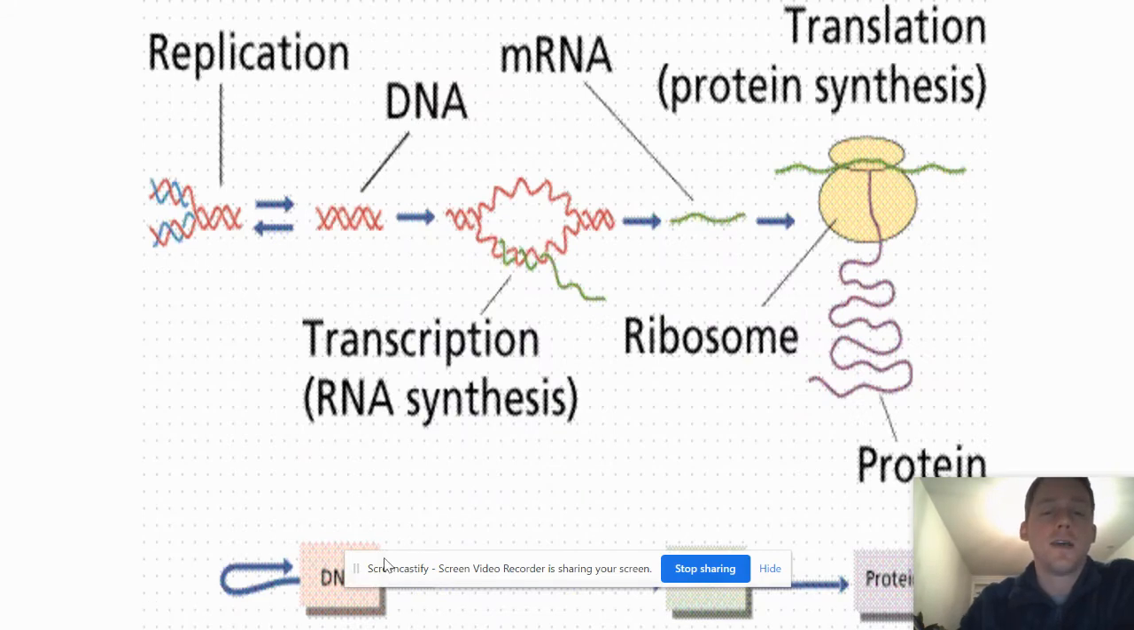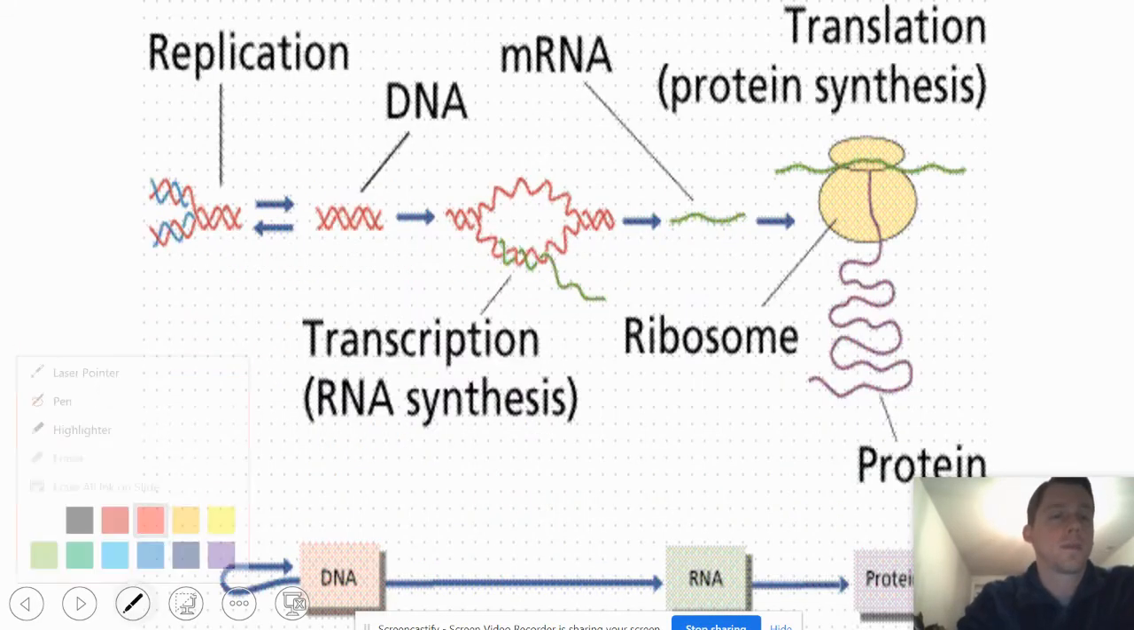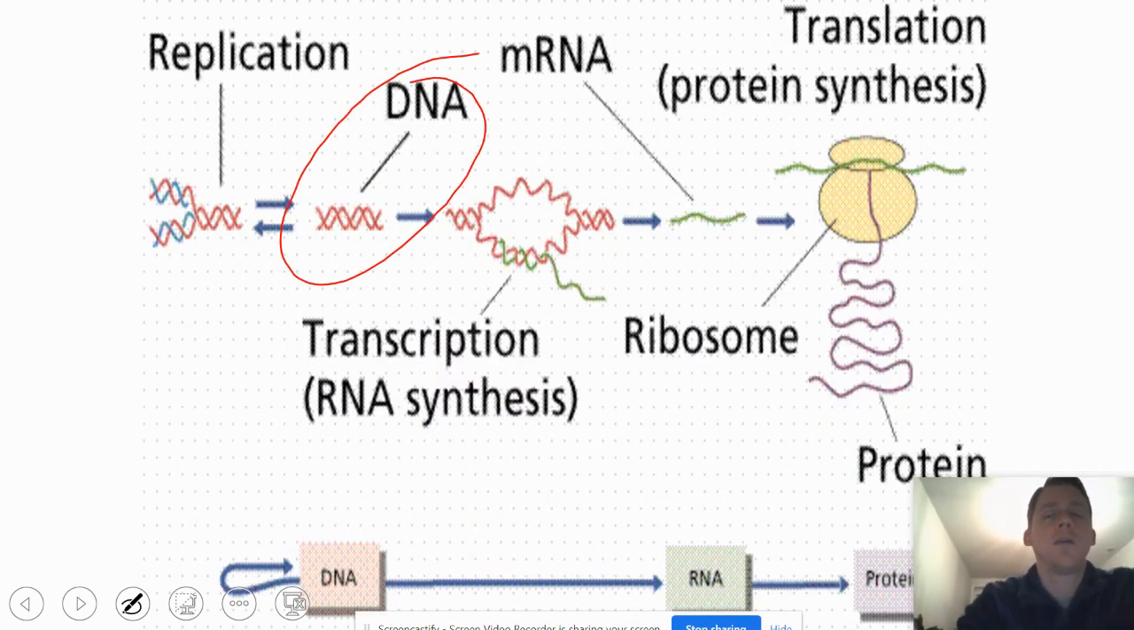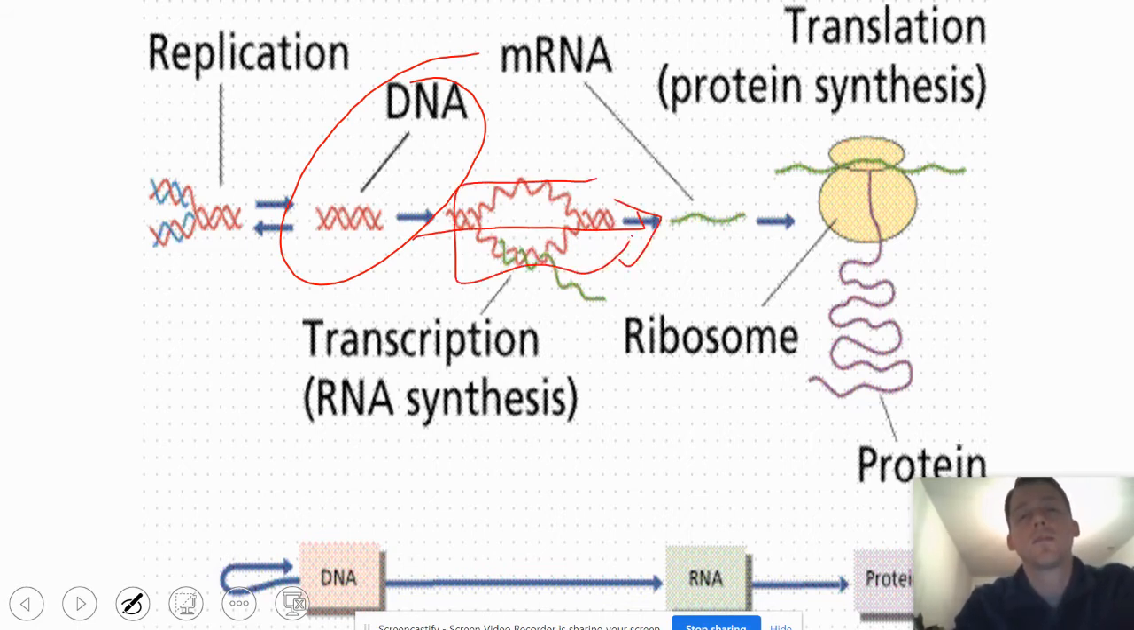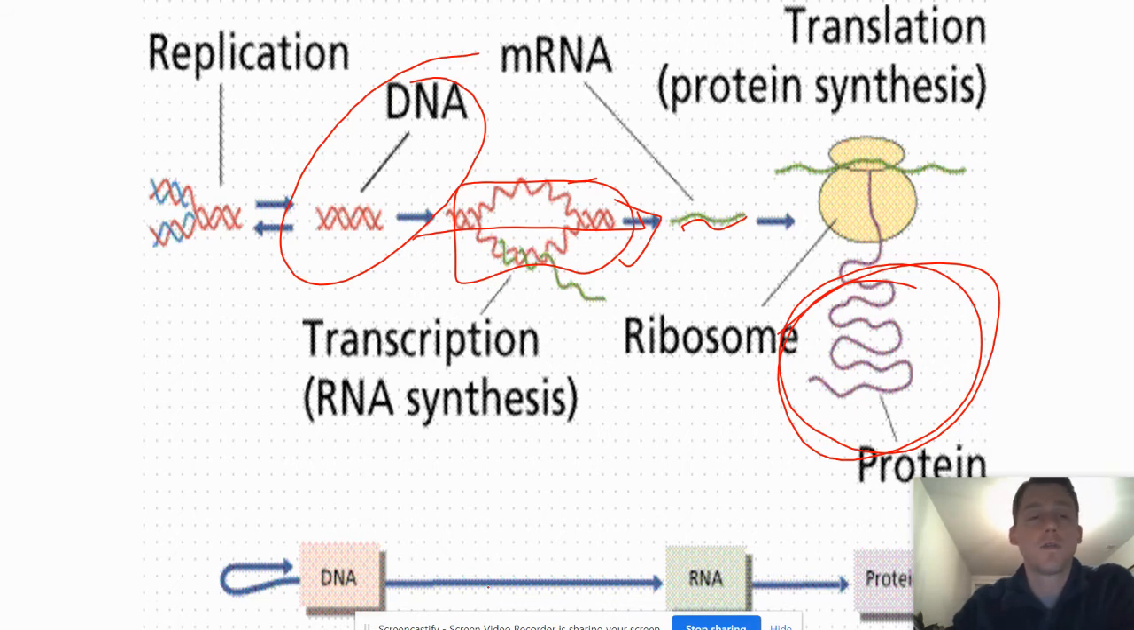So here we see the same thing as before. We have DNA here. DNA, through the process of transcription, which you see in this box, is making RNA, and RNA is then going to be used to make a protein. And that is the central dogma. That's how information flows in our bodies.